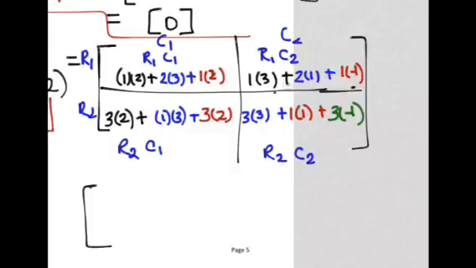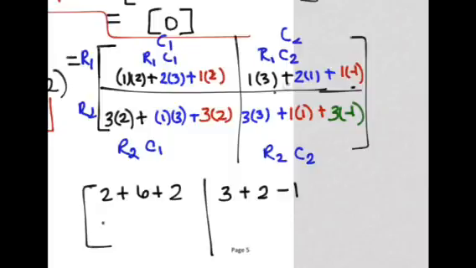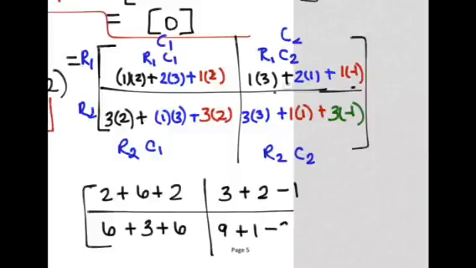Row 1, column 1: 1 times 2 is 2, plus 2 times 3 is 6, plus 1 times 2 is 2. Row 1, column 2: 1 times 3 is 3, 2 times 1 is 2, 1 times negative 1 is negative 1. Then row 2, column 1: 3 times 2 is 6, 1 times 3 is 3, 3 times 2 is 6. Row 2, column 2: 3 times 3 is 9, 1 times 1 is 1, 3 times negative 1 is negative 3.